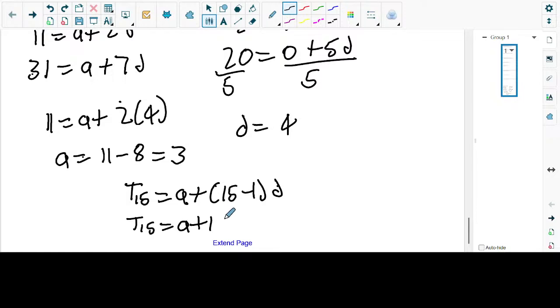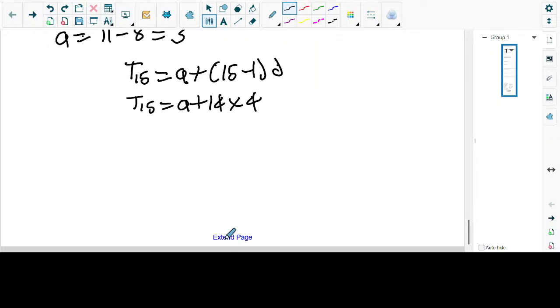14 multiplied by 4. Let me do it on the calculator. We have 40, so 14 multiplied by 4: 4 plus 4 is 8, 8 plus 8 is 16, 16 plus 40 is 56. Yeah, 56 plus 3 is 59. T15 is 59. Okay. T15 is equal to 59.